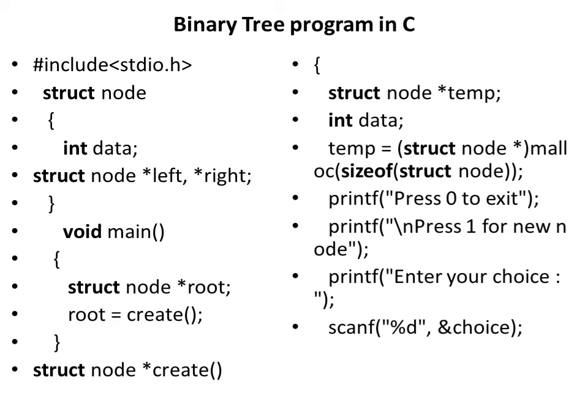Now I am taking one press to exit, that means press 1 for new node. That means if I want to create a new node, I will press 1. Otherwise, if I want to exit, I will press 0. Next, I am taking the choice. That means here you are entering the choice 0 or 1. When you enter, that variable should be scanned. For that reason, I am taking a scanf %d and &choice. That is %d, a control string of an integer data type, and ampersand choice, where the ampersand represents the address of the choice variable. Here you can see we are entering a choice.